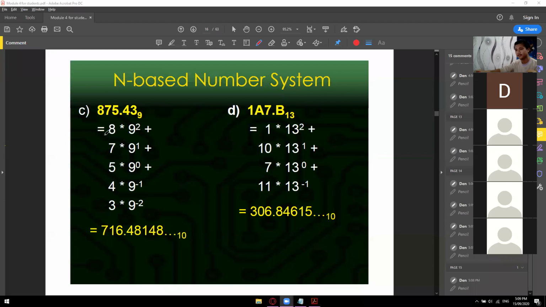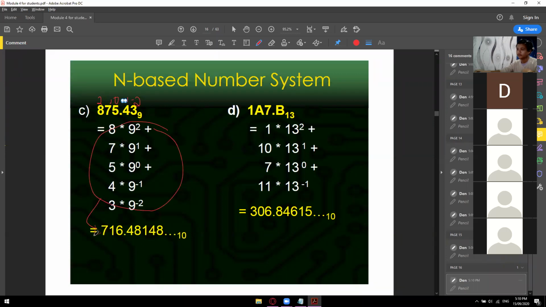convert it to decimal. So, same process. Lagay nyo lang ito pababa. 8, 7, 5, 4, and then 3. And then multiply everything by 9. And then mula sa decimal, we have negative 1, negative 2, 0, 1, and then 2. Okay? So, 2, 1, 0, negative 1, negative 2. And then just add everything and then you will get this one.